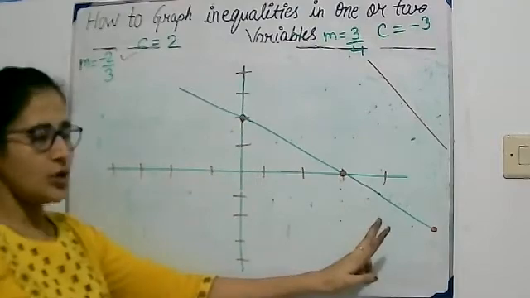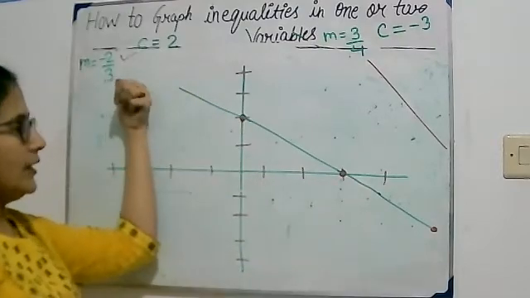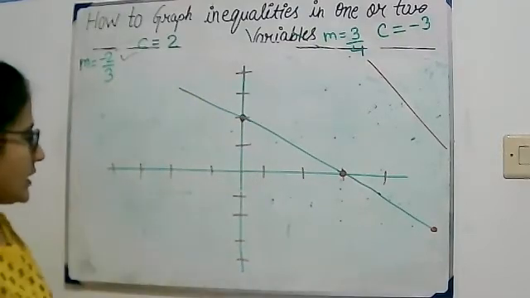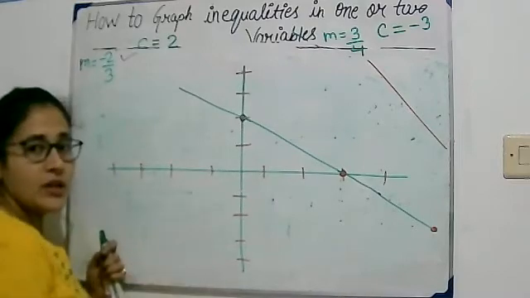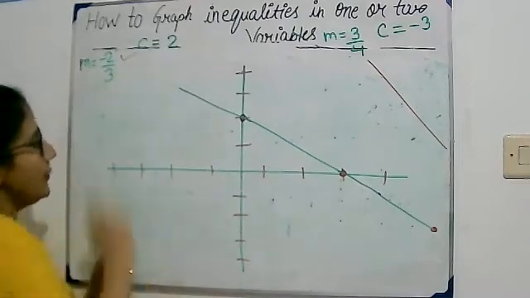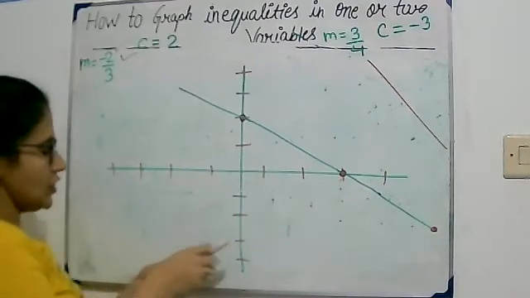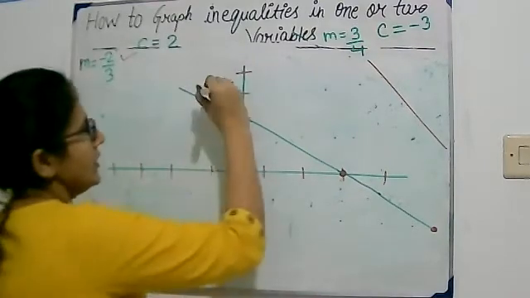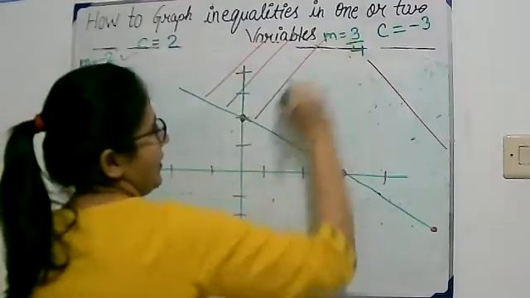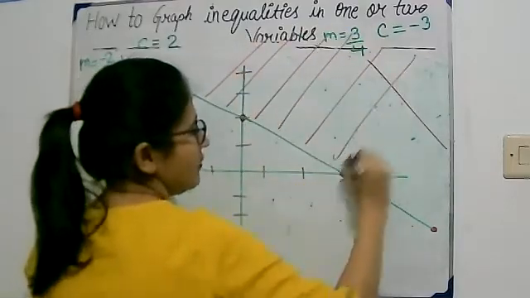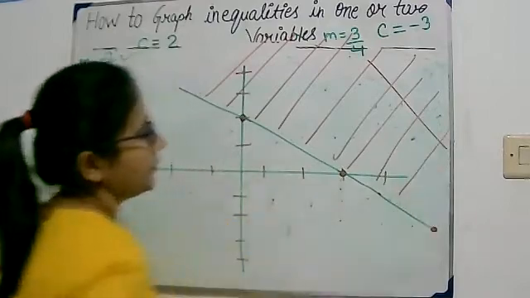Now it is showing negative gradient. The value was greater, y was greater than -2/3 x plus 2. So greater than means we will shade the region which is above the line. We will shade the region which was above the line.